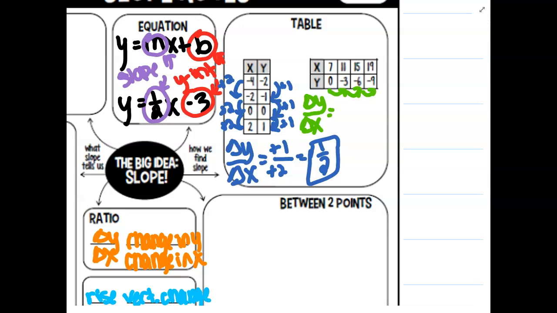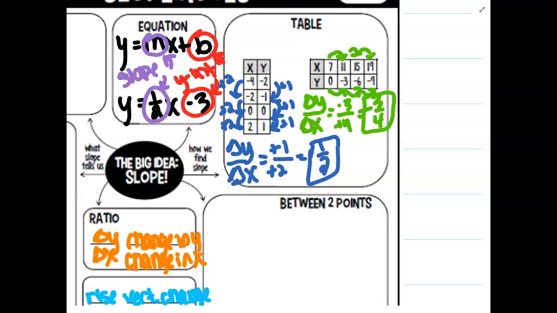What's that change? Are we going in the positive direction? We're going in the negative. We're subtracting 3 each time. Your change in y is minus 3. And then you're changing x from 7 to 11, 11 to 15, 15 to 19, plus 4. So negative 3 over a positive 4 would be a slope of negative 3/4.